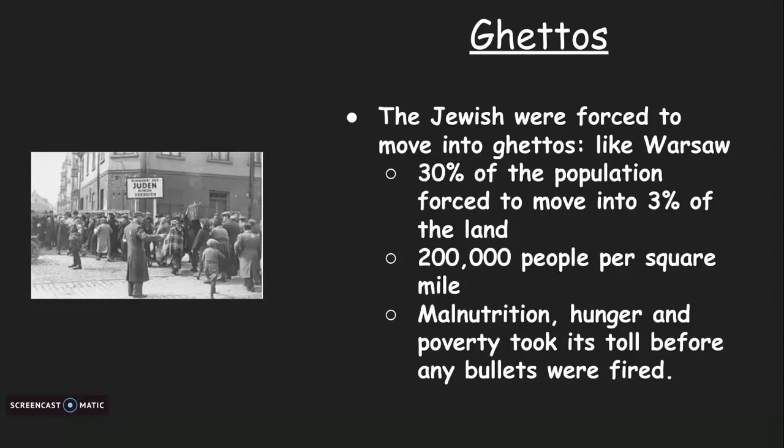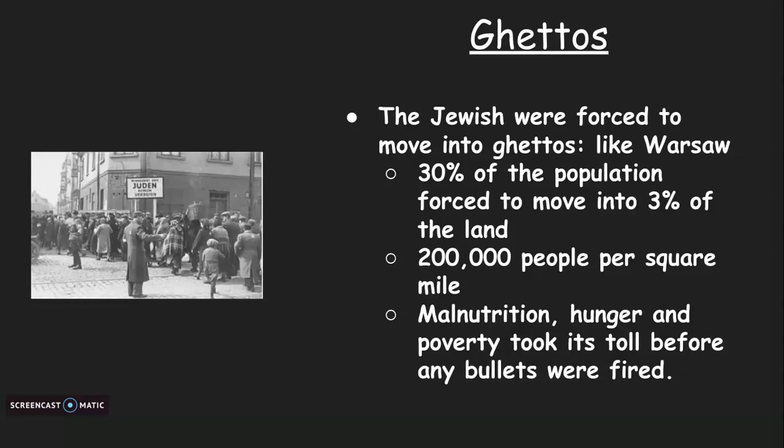In 1939, Hitler really started to take control of what he felt was the Jewish problem in Germany and in Poland. And what he did was he would force the Jewish people into places we call ghettos. Right now, Warsaw was a huge ghetto, and I pulled out some numbers here about the Warsaw Ghetto because I want you to think about what it was really like.